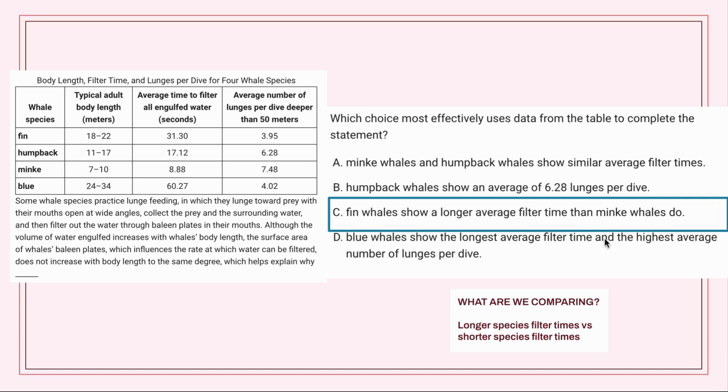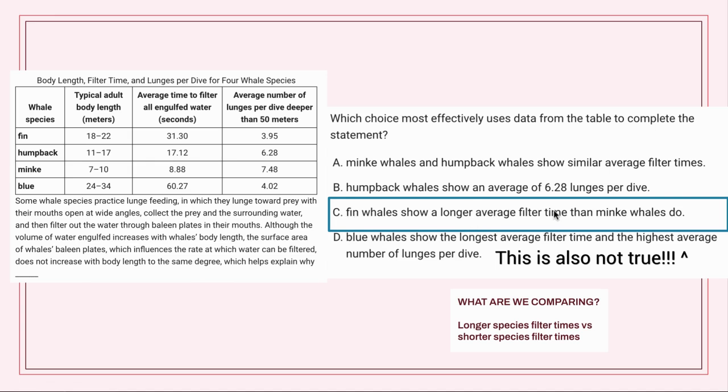D, blue whales show the longest average filter time and the highest average number of lunges per dive. This one might be tempting because it is talking about filter time. You can see that it's the longest whale on here, and it does have the longest average filter time. So that's true. But it brings in this irrelevant point, the highest average number of lunges per dive. That's kind of off topic. And again, we want to show that the longer you are, the more water you filter out, so we want to compare it to something that is shorter. This is just talking about blue whales. It's not comparing it to a shorter species. So that's why this evidence alone doesn't directly prove the claim.